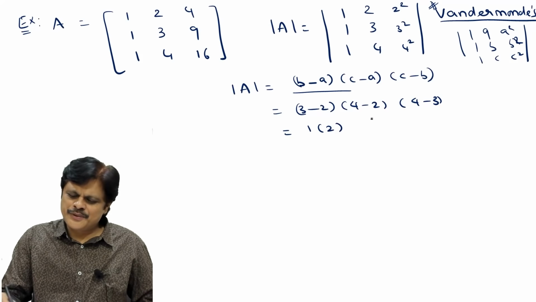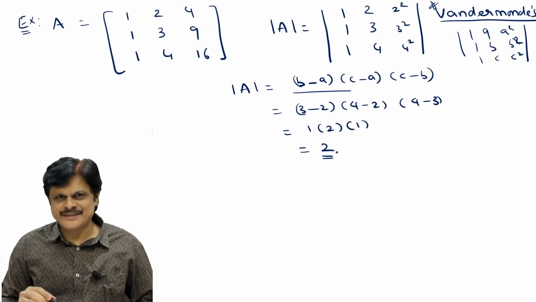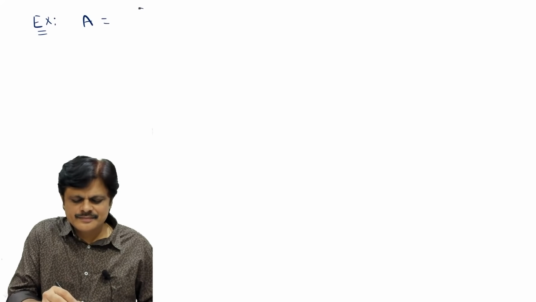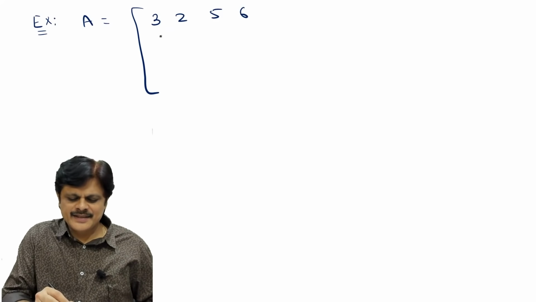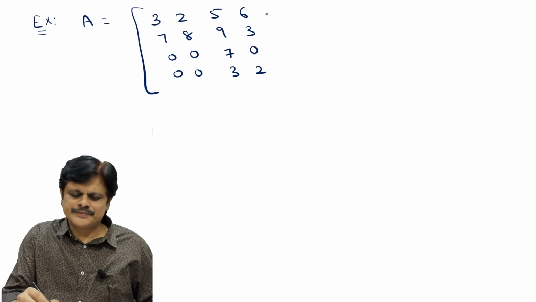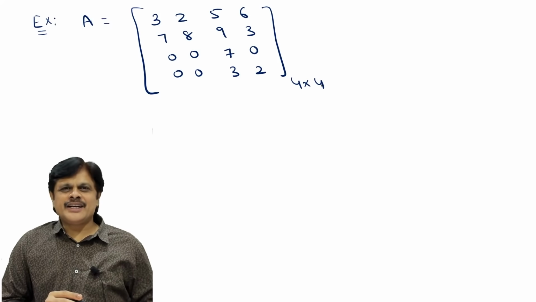1 into 2 into 1. So what is the answer? 2 is the answer. If you want, you can expand it and verify. Got it? Let us take the next example: 3 2 5 6, 7 8 9 3, 0 0 0 0, 7 0 3 2. So we have a 4 by 4 matrix and you want to find the determinant of this.